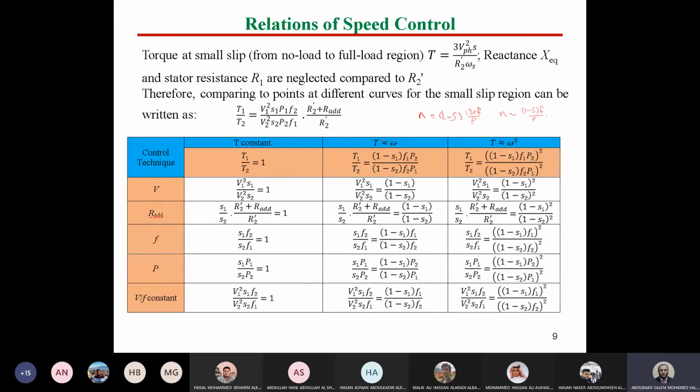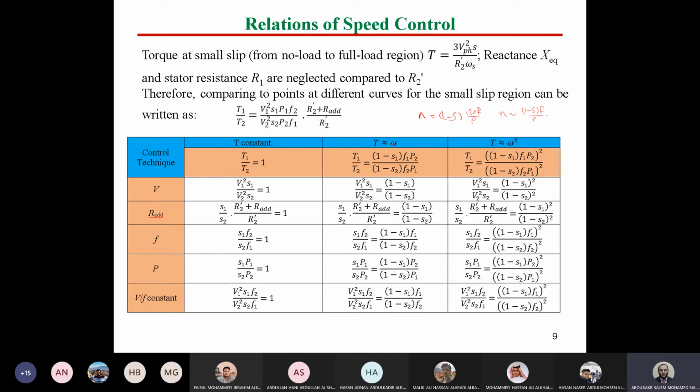So if we say torque is proportional to omega or proportional to N, this means T1 over T2 will equal (1 minus S1) multiplied by F1 over P1, divided by (1 minus S2) multiplied by F2 over P2. Is it clear, guys? This is now the curve of load. This is the load curve now. Now we are speaking about the load curve where T is proportional to omega.